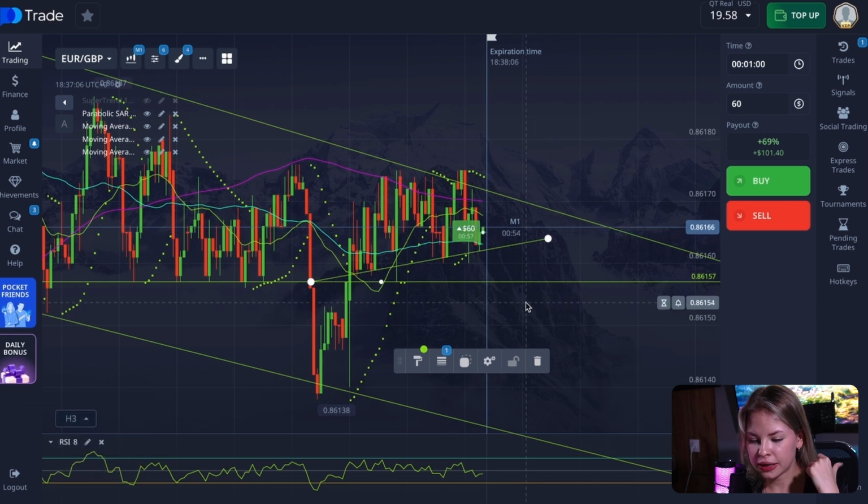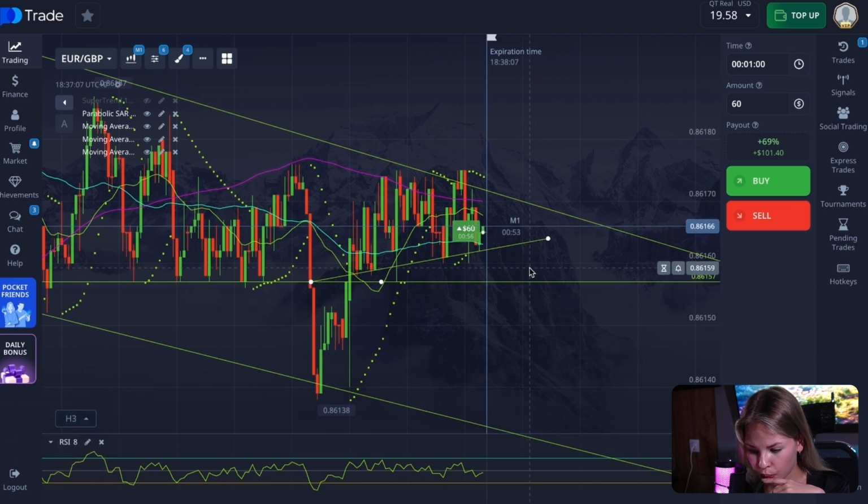Let's see what other pairs we've got. Might even check some OTCs. Maybe later, not now. Okay. No, this one, I don't like this one. Oh, wait. On our old pair, something interesting is setting up. Looks like a bounce from support. Yeah. Might raise the entry amount too.